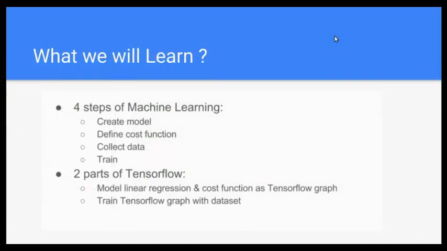What will we learn in machine learning? There are basically 4 steps of machine learning. The first one is creating a model. The second is defining a cost function for that model. The third is collecting data. And the fourth is training on the data. These 4 steps can be compiled into 2 parts of TensorFlow. The first is to model linear regression and the cost function as a TensorFlow graph. The second is to train the TensorFlow graph with the data set.